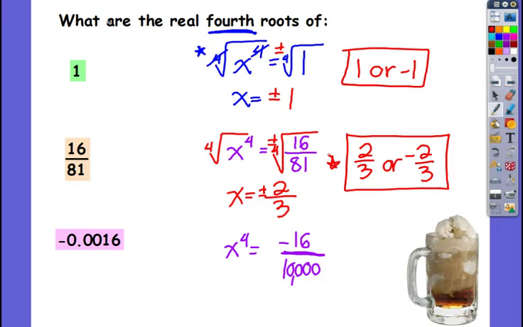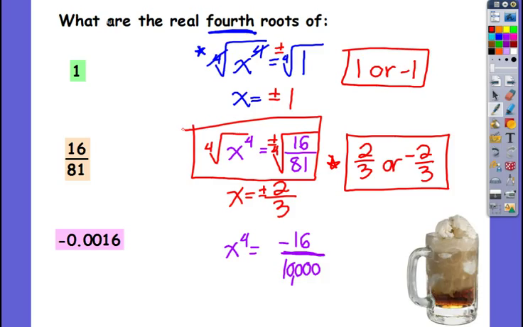Those are the two real fourth roots. Keep in mind that this equation should have 4 solutions because of your exponent. You'd also have 2 imaginary solutions, but right now I'm just looking at the real numbers where if I raise them to the fourth power, I get out 16 over 81.